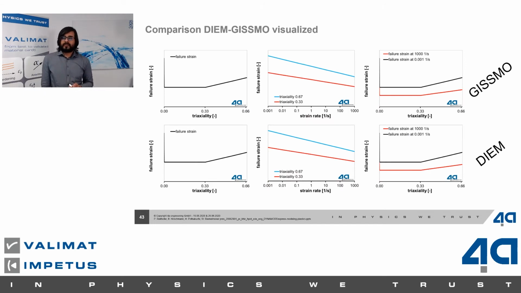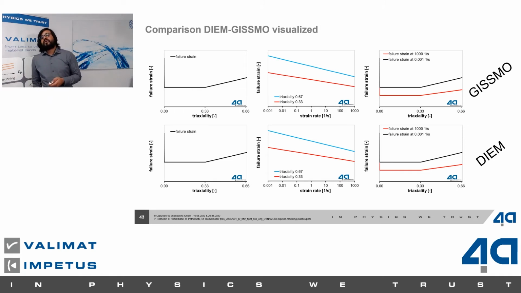I have mentioned something about DIEM and GISSMO. DIEM, for most material modelers out there, is a familiar model. It's a damage initiation evolution model. Your damage initiates at a certain critical strain, and then it evolves until it reaches a value of say 1, because the damage variable is always between 0 and 1. And as soon as it reaches 1, we have failure.